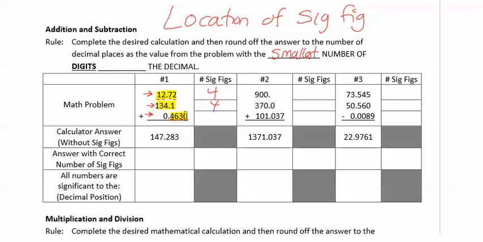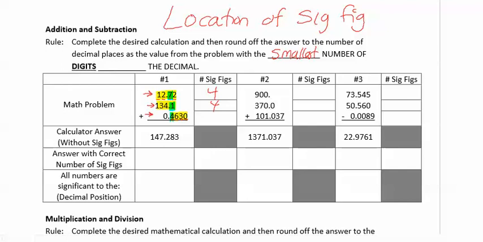So in this problem, I need to find the smallest location or the smallest column in my chart that has a significant digit in all 3 numbers. The tenths location has the smallest digit that has a significant digit in all 3. So I just highlighted those in green. All of those tenths are significant.